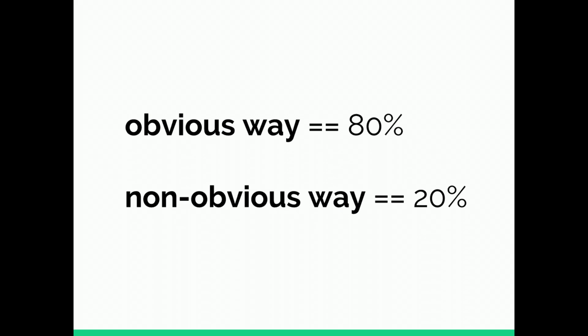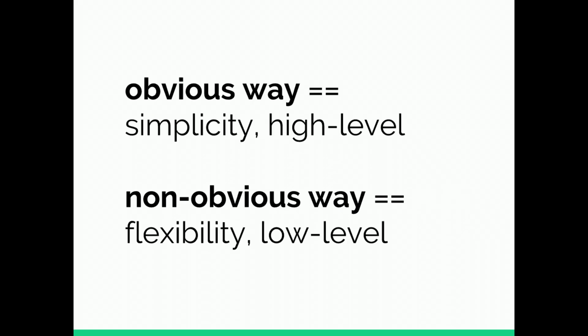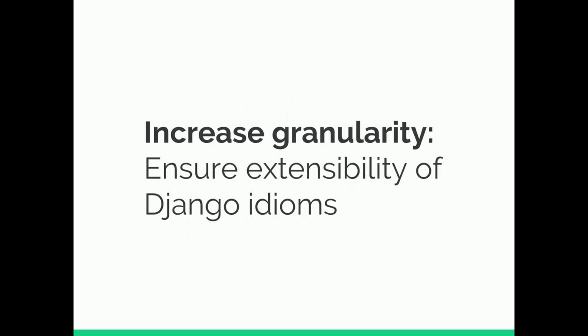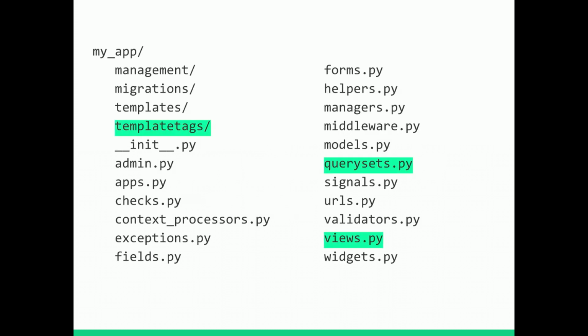So obvious way for the 80%, non-obvious way for the 20%, but give those non-obvious ways too, with flexibility and low-level interfaces. And also to increase granularity, we need to ensure the extensibility of Django idioms. We just can't use them right away. We need to make sure we are making them really granular.